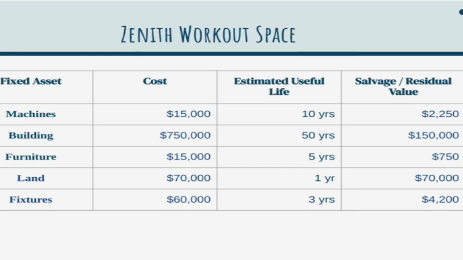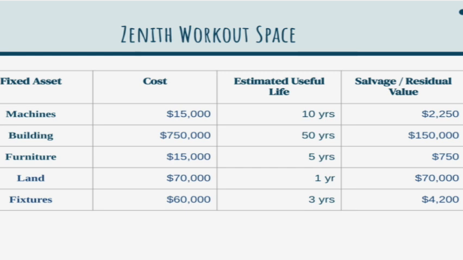2,250. The other fixed asset is the building. The cost of the building is 750,000. The estimated useful life is 50 years. The salvage/residual value is 150,000. The fixed asset is furniture. The cost is 15,000. The estimated useful life is 5 years. The salvage/residual value is 750. Fixed asset: land.